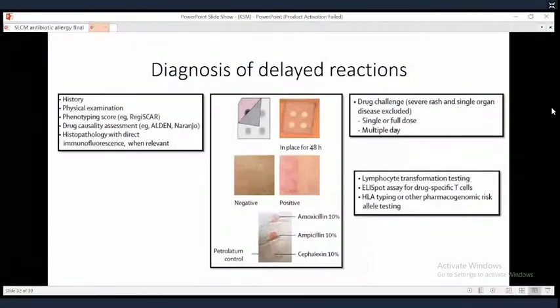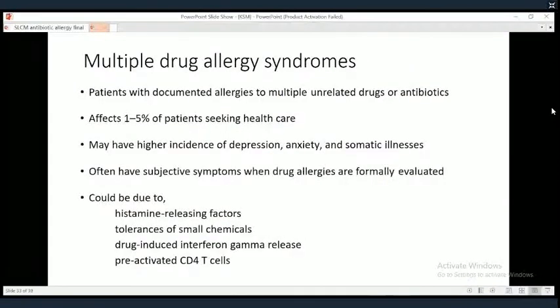So how do you diagnose delayed reactions? Again, history, physical examination, and there are various diagnostic scores that are available to diagnose Stevens-Johnson syndrome, liver injury due to drugs, and so on. So you can use one of those scoring systems. If there is no systemic involvement, you can probably do a patch testing or a delayed intradermal test, and if it's negative, might even do a drug challenge.